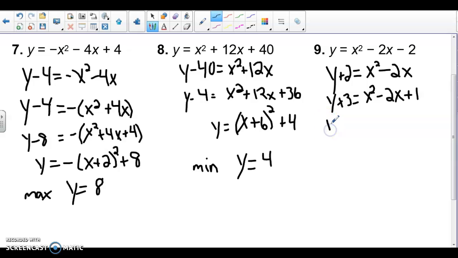Now I will have y equals, factoring this would give me x minus 1 squared. And I would subtract 3 from the left-hand side, give me minus 3. So our vertex is 1, negative 3. It's going to give us a minimum value. And that minimum value will be at y equals negative 3.